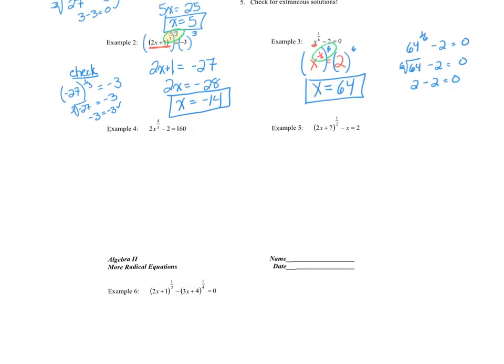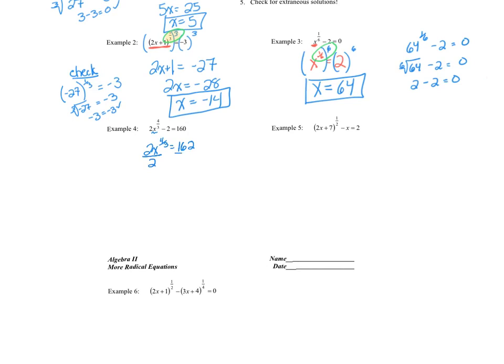All right, for example 4, it may look a little bit more complicated because we have a fractional exponent of 4/3, but we're still going to approach this the same way. Anything with the fractional exponent is the radical that needs to be isolated. So the goal is to get x to the 4/3 by itself. The first thing I'm going to do is add the 2 over. So we get 2x to the 4/3 is equal to 162.